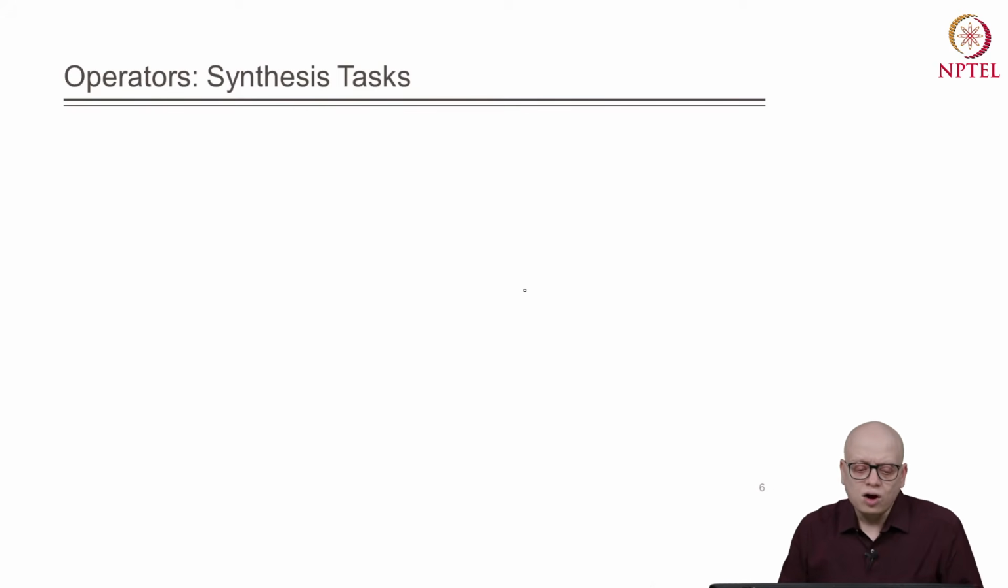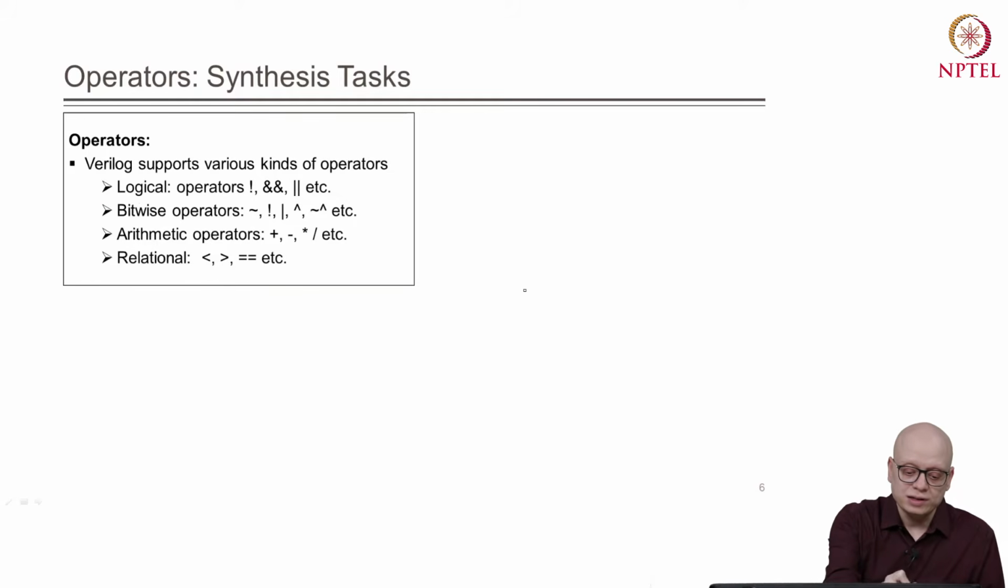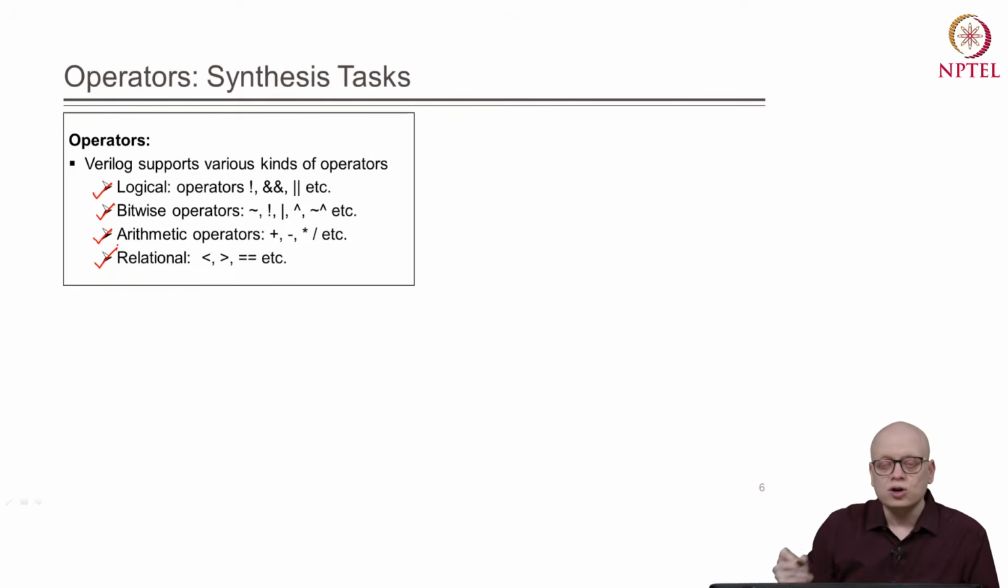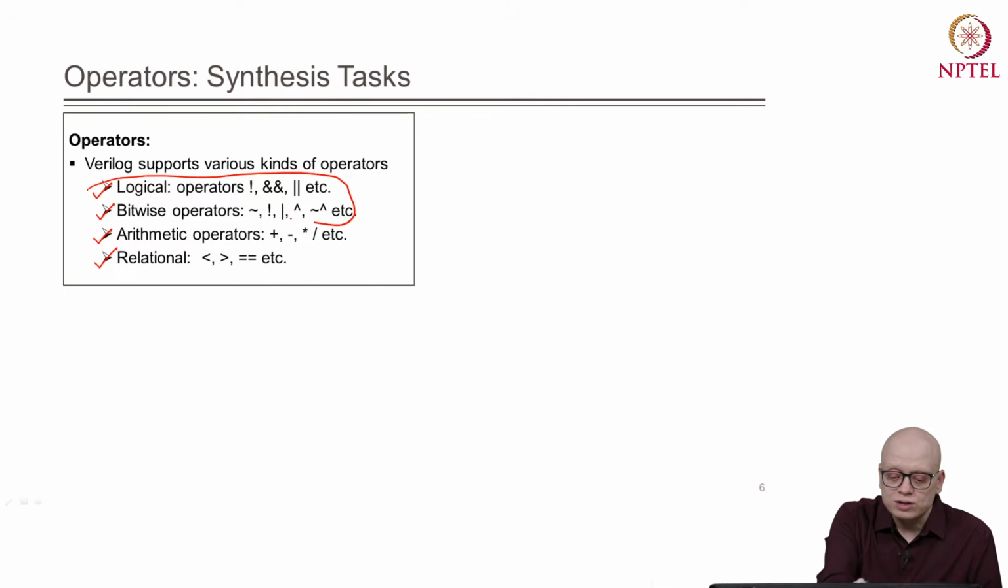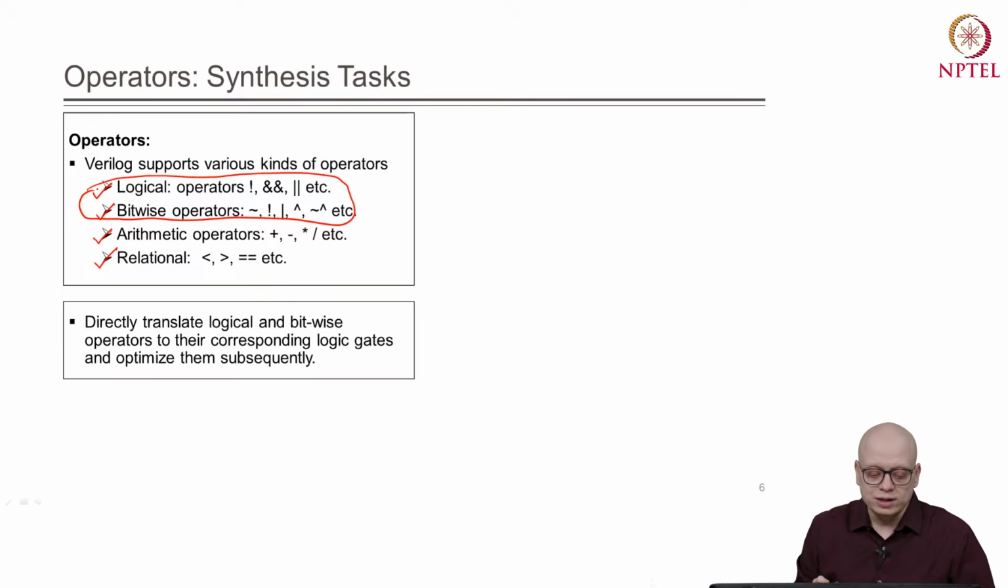Now, let us look at how various operators of Verilog are synthesized. In earlier lectures, we had seen that Verilog supports various kinds of operators, for example, logical operators, bitwise operators, arithmetic operators, and relational operators. Among these, the logical operators and bitwise operators are very easy to translate to the corresponding logic gates. So, the RTL synthesis tool directly translates logical and bitwise operators to their corresponding logic gates and then optimizes them subsequently.